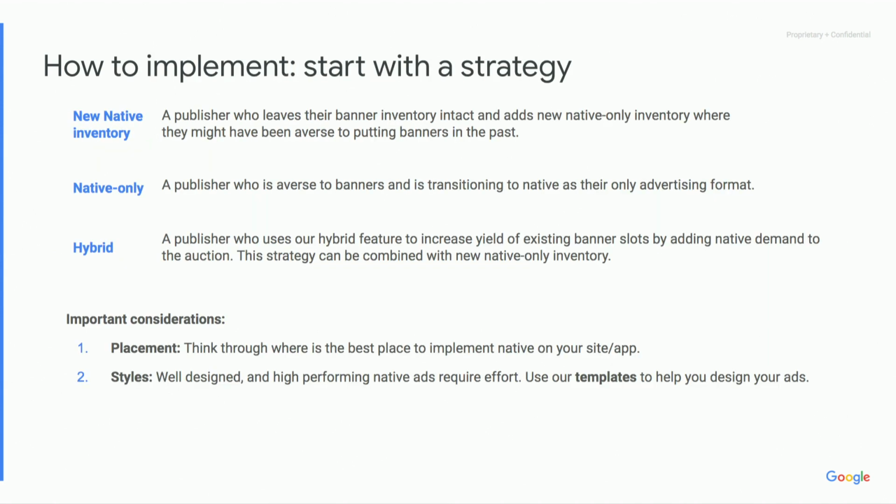So to begin implementing native ads, you'll need to do a bit of background work to determine what your native strategy is going to be. There are essentially three routes you can go: new native inventory, native-only inventory, or hybrid inventory. New native inventory is where a publisher leaves their banner inventory intact and then adds new native-only inventory where they might have been averse to putting an ad in the past. Common locations include inside feeds or grids of content and mixed in with search results, where they closely mimic the surrounding elements on the page.